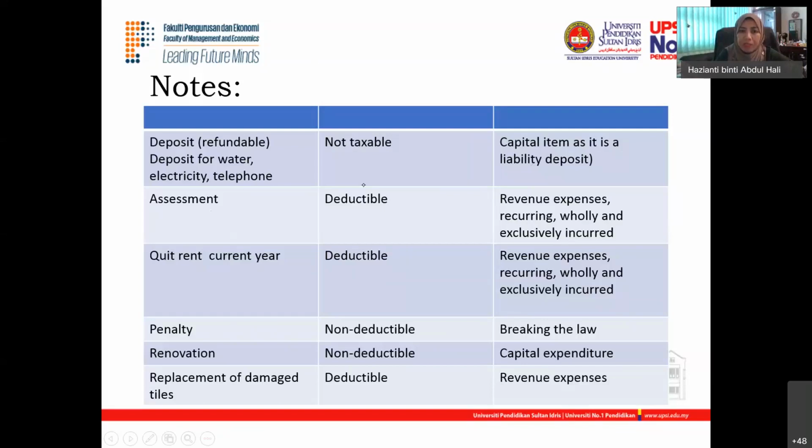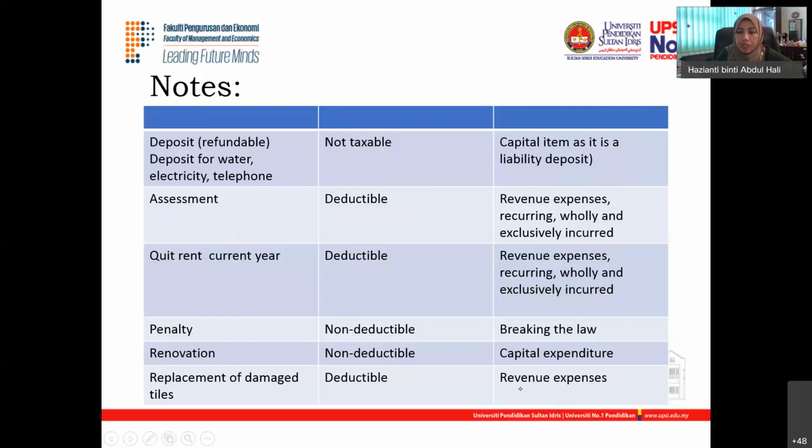Assessment is deductible because it is a revenue expense, recurring, and wholly and exclusively incurred for the rental income. Quit rent for the current year is deductible. Again, it is a revenue expense related to the rental income. Penalty is not deductible, because you are breaking the law. Renovation is a capital expenditure, also not deductible. And replacement of damaged tiles is deductible because it is a revenue expense.